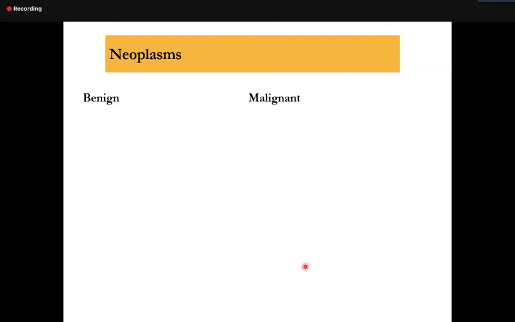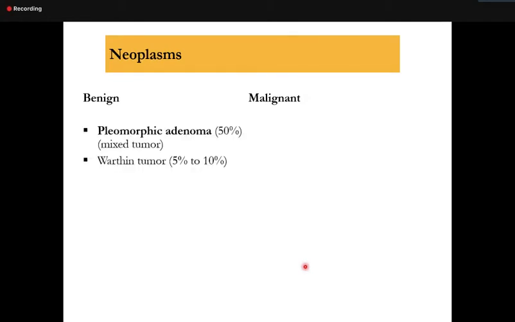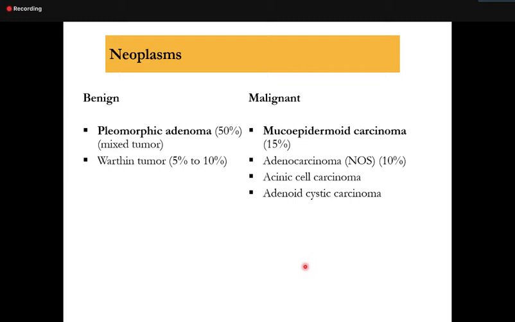Now, although salivary glands are basically host to a large number of neoplasms, around 30 types of neoplasms can arise in salivary glands, but a majority of them are these ones. Pleomorphic adenoma makes 50% of all the neoplastic enlargements of the salivary glands. Warthin tumor and other benign tumors are 5 to 10%.